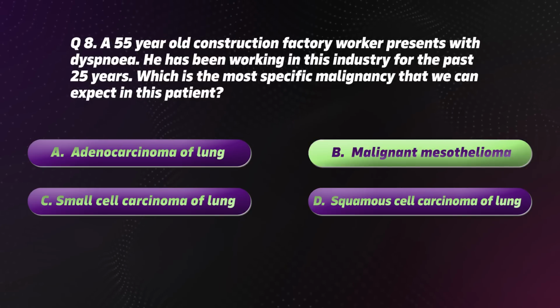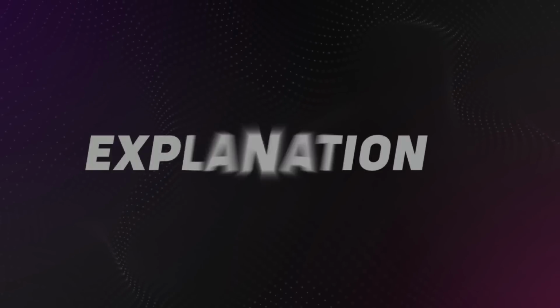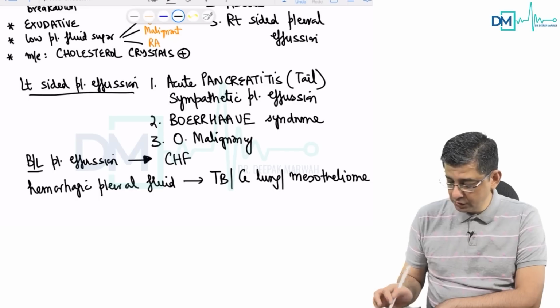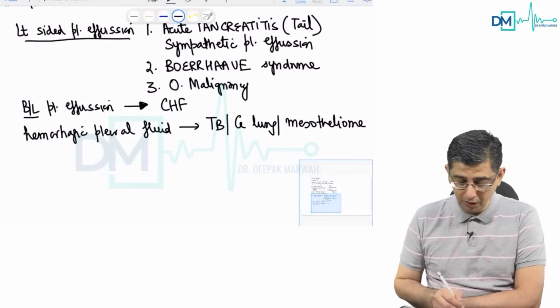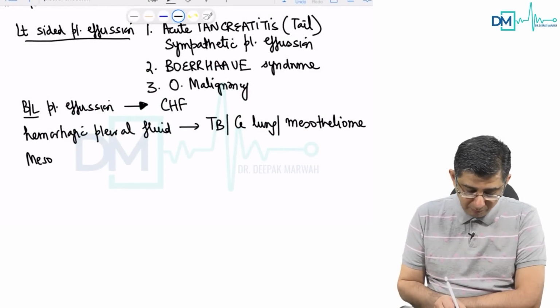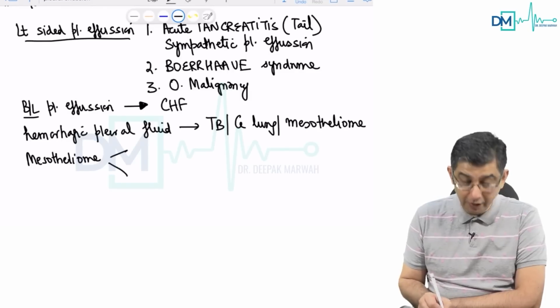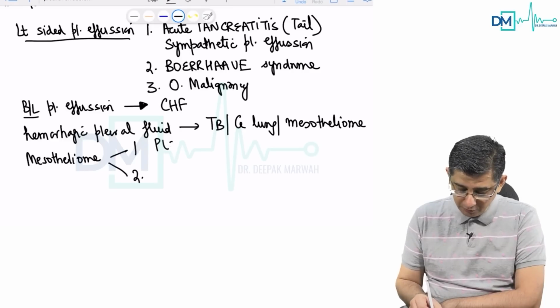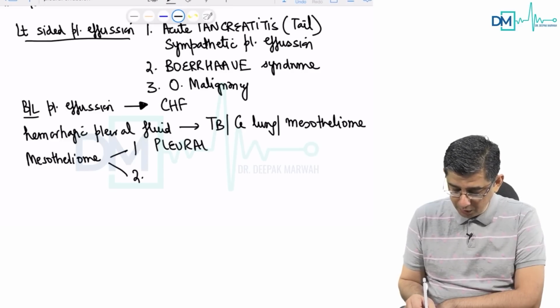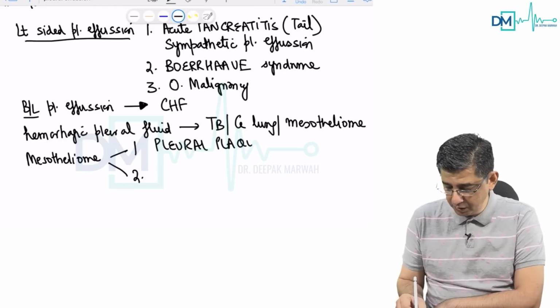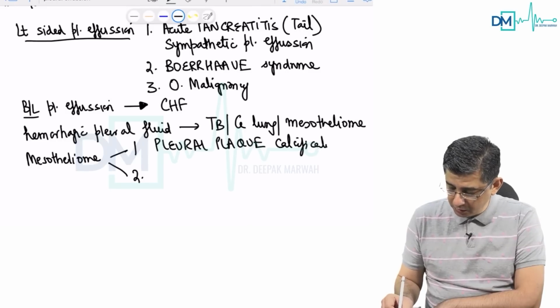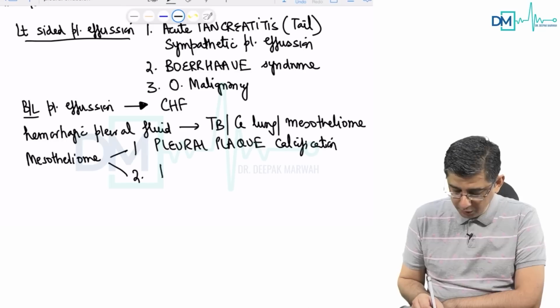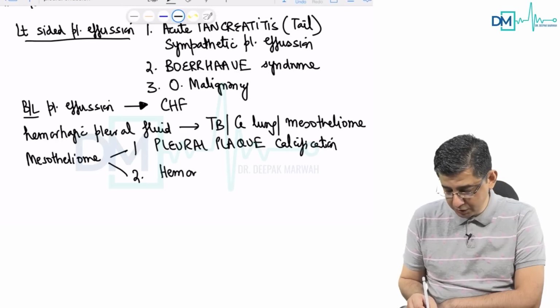Malignant mesothelioma. Here is the explanation. The mesothelioma, which is associated with asbestosis, can not only have a pleural plaque calcification but can have a hemorrhagic pleural effusion. So I'm writing it vice versa also. The MCQ said which condition will cause pleural plaque calcification. Very straightforward. That is going to be mesothelioma. And then he mentioned bloody pleural effusion present in this case, which is definitely the case.